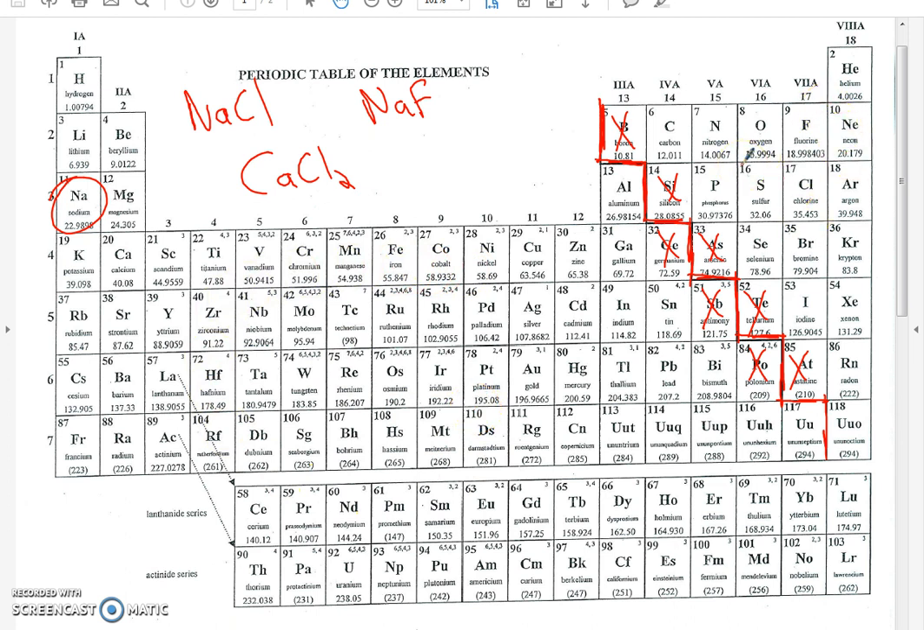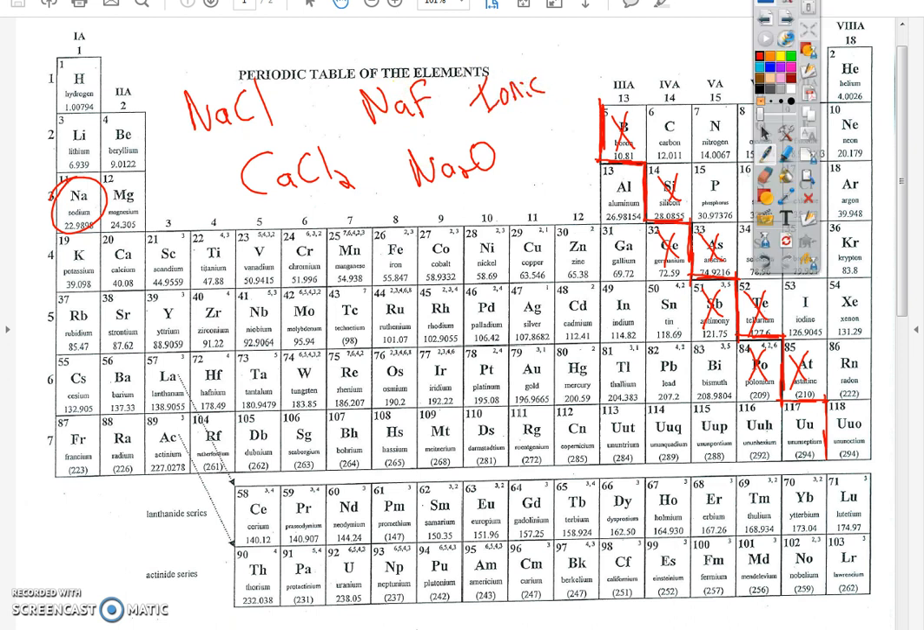And they can vary a lot. It doesn't always have to be a halogen. They're just the ones that I came up with. So for example, you can have sodium oxide, because oxygen is a non-metal. But if you see a metal in the compound, they are going to be ionic.